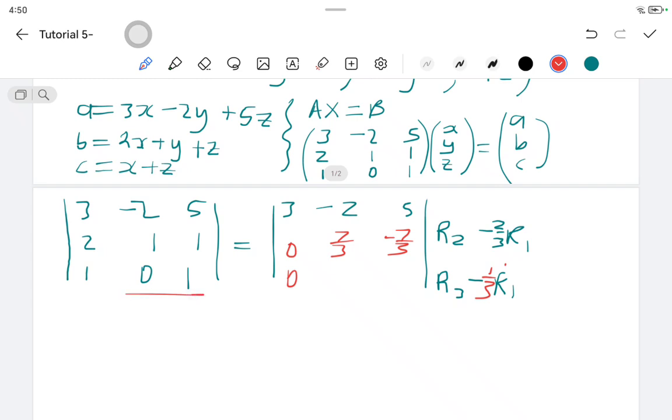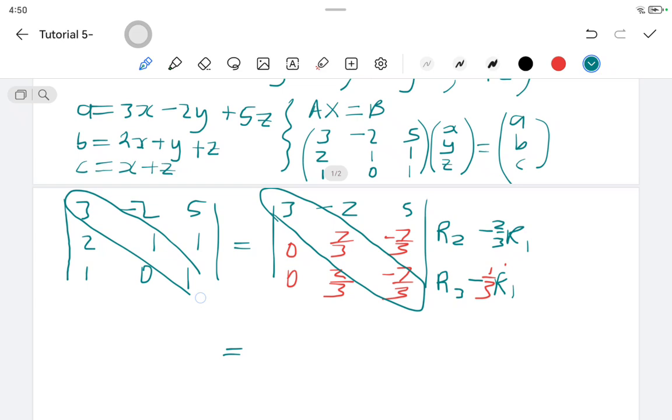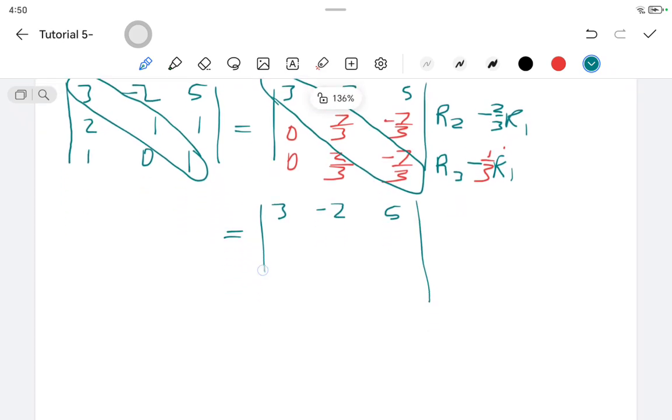Then we come to the last one. This one is simple to check. It will be 2 over 3. Then this one is the same as this one, because these two are the same. So now we highlight also the diagonal entries. Okay, here we had highlighted. Now we need to change this one to a 0. So we draw this: 3 minus 2, 5, 0, 7 over 3, minus 7 over 3.